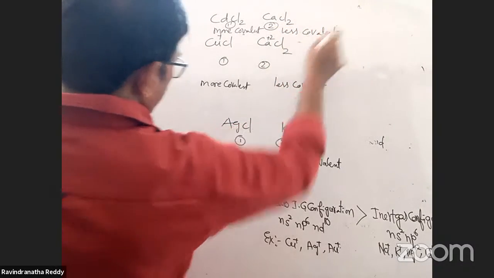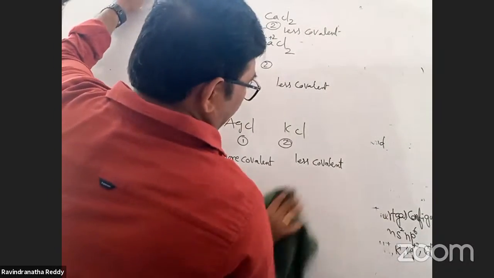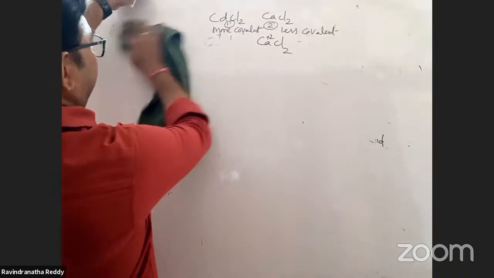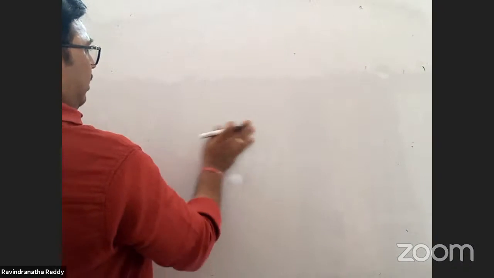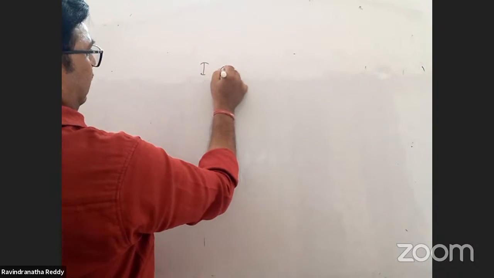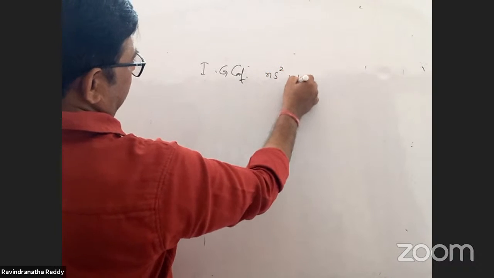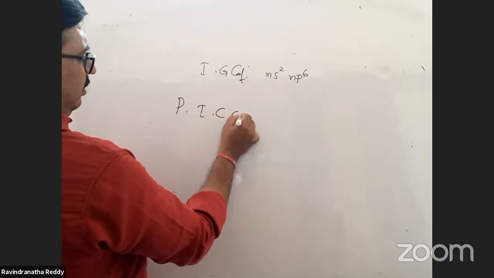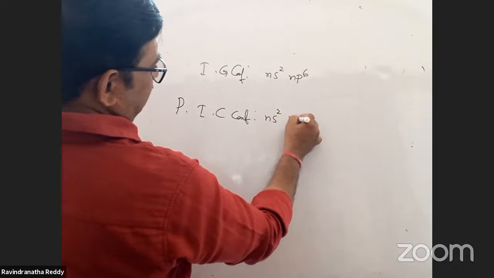So this type of question they will ask. Regarding electronic configuration, the polarizing power is more with the pseudo inert gas configuration. Actually, three types of configurations are there. What are the three types? Inert gas configuration, ns2 np6. Pseudo inert gas configuration, ns2 np6 nd10.